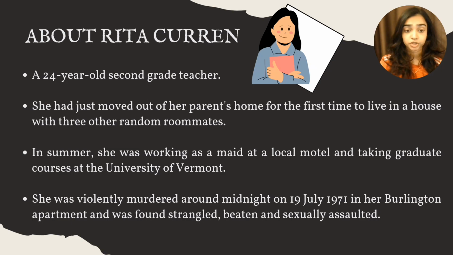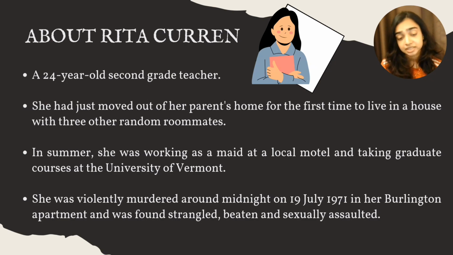Rita Karen was a 20-year-old second grade teacher. She had just moved out of her parents' house for the first time after her 24th birthday to live in a house with three other random roommates. In summer, she was working as a maid in a local motel and taking graduate courses at the University of Vermont.